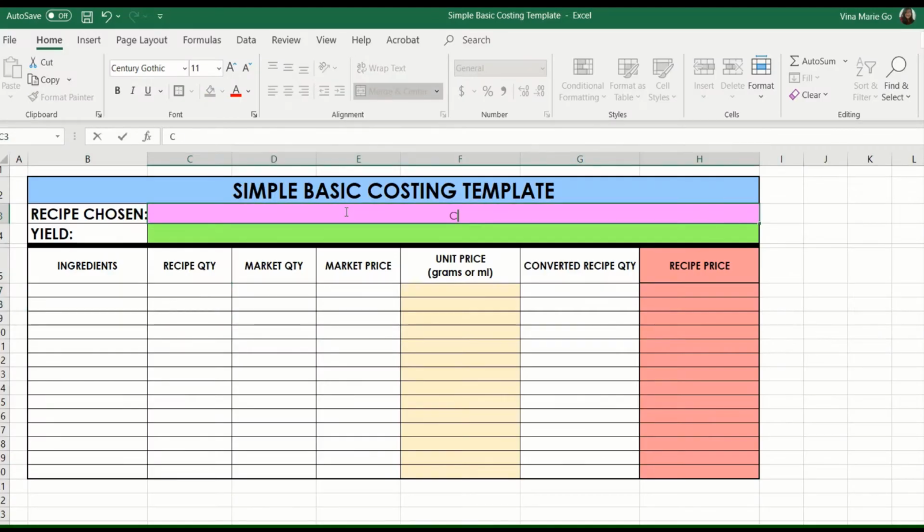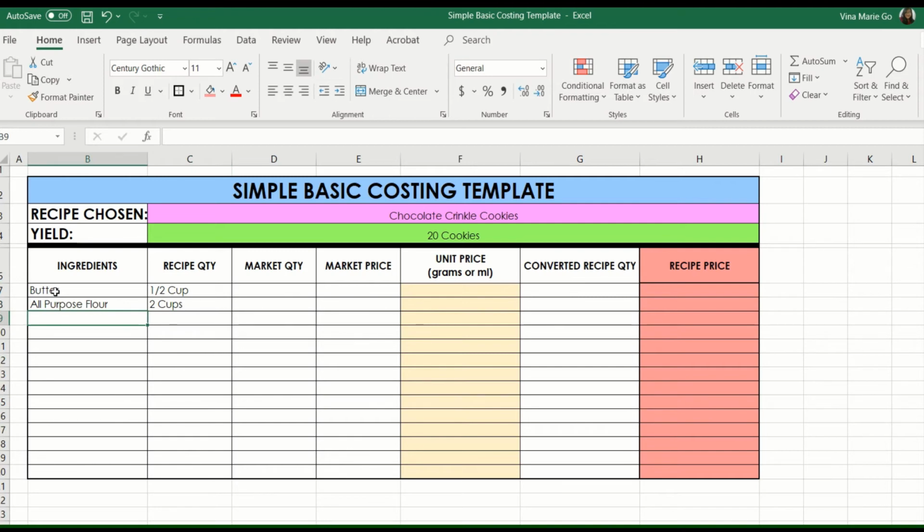This is the Microsoft Excel demonstration. So there is a template, and we just put colors there to make it nice and lively. We put the name of the recipe, we put the number of cookies that are produced, so the yield, and then we put the ingredients in there, the recipe quantity. As you can see, the columns are already labeled. We have recipe quantity, market price, and the unit price that we will be computing for when we divide the market price with the market quantity, and then the converted recipe quantity.